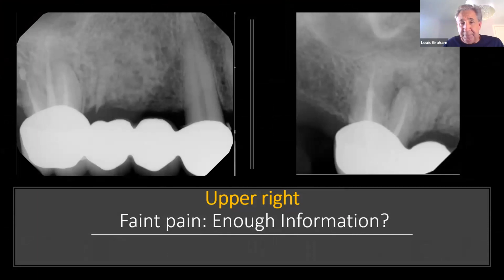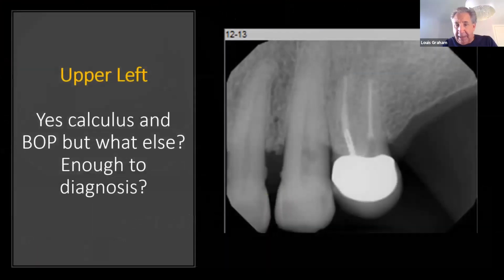Okay, so she's got faint pain and a periapical lesion on the upper right. There's a root tip on the upper right. You can see periapical pathology. Do you have enough information to diagnose what you're going to do? I don't think so. No pain on the upper left, none. Some tartar. What do you see?